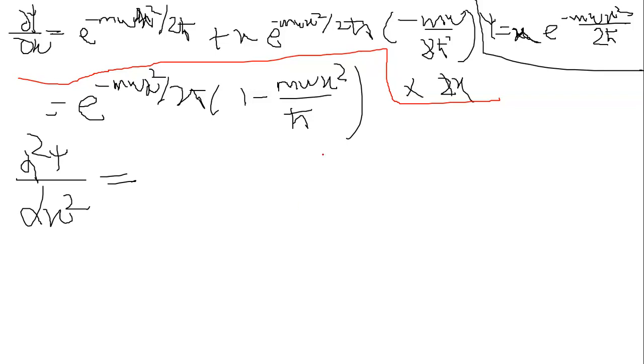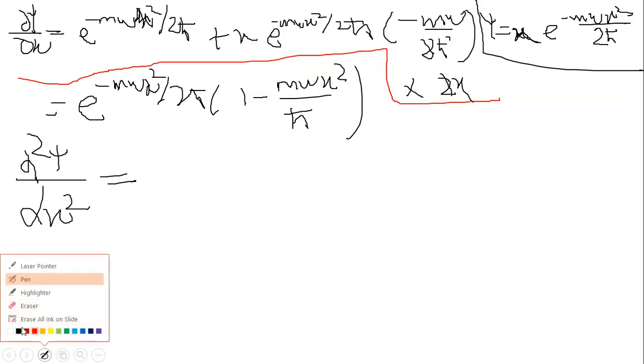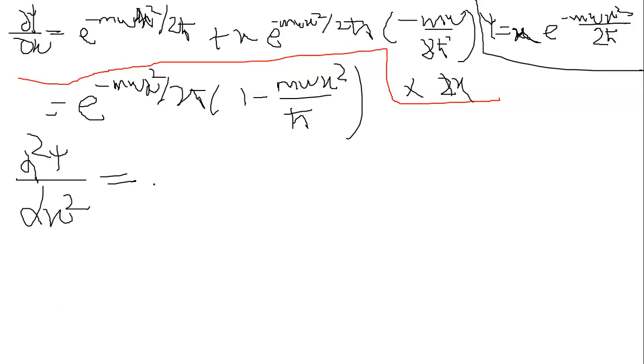So when we calculate, we will have one x term and another x cube term, because the derivative of m omega x square by h cross will be 2x, so that will be one x term, and when we take 2x into this x square term, it will be x cube. So when we take the derivative again, it will come out like this.